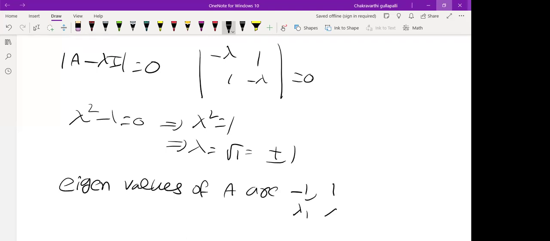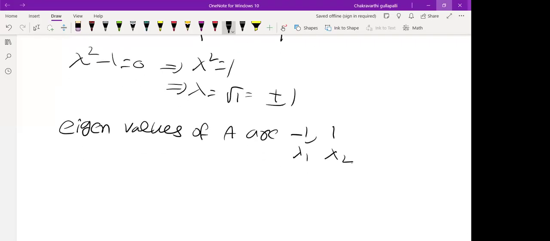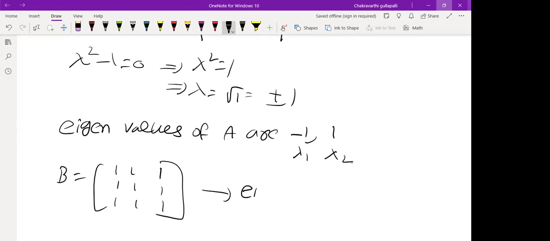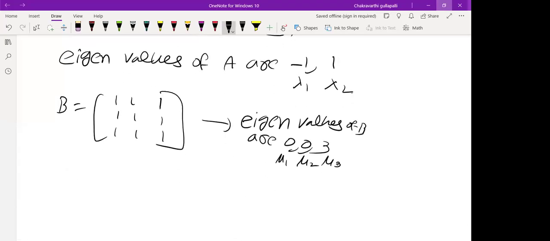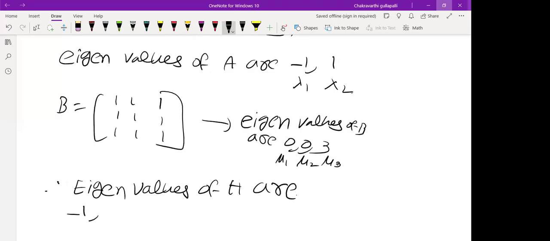These are lambda 1, lambda 2. Now B is nothing but the matrix of all ones. So what are its eigenvalues? The eigenvalues of B are 0, 0, 3, which are mu 1, mu 2, mu 3. So what are the eigenvalues of H? The eigenvalues of A union the eigenvalues of B: minus 1, 1, 0, 0, 3.